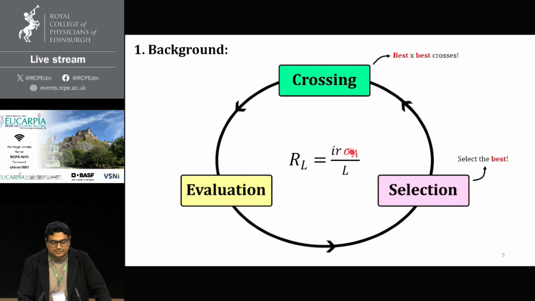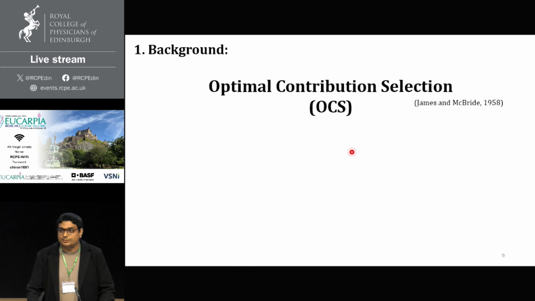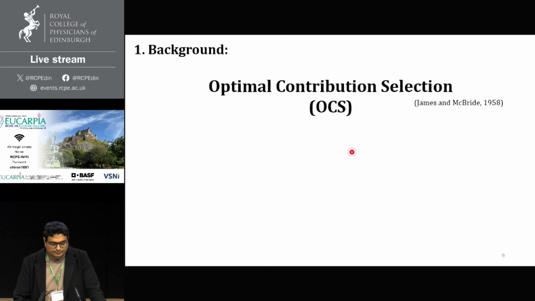So how do we solve this? Optimal contribution selection was proposed as a concept pretty early in 1958, to select the elite parental lines based on their contribution to the next generation. However, it has a limitation in that it assumes random mating, and we know that that's not true in real breeding programs, because we are crossing elite by elite parents.